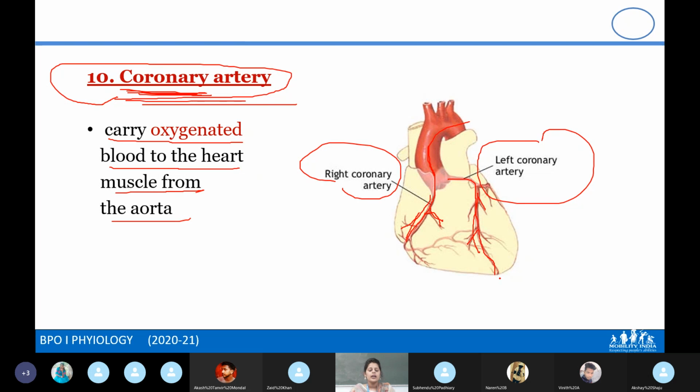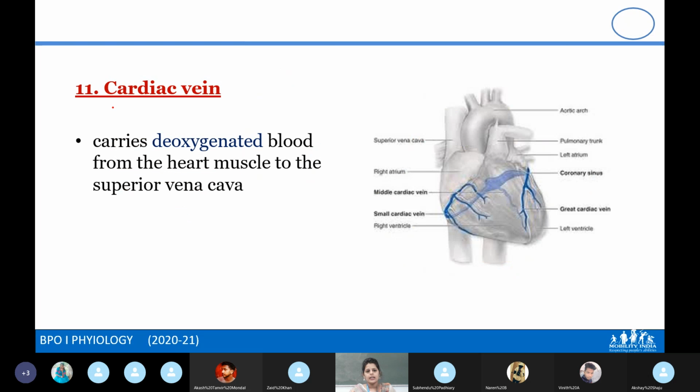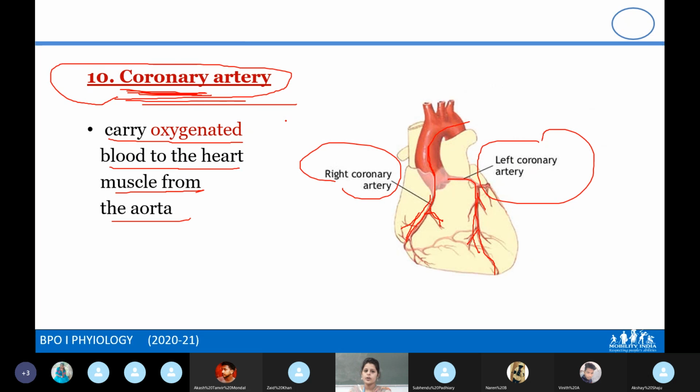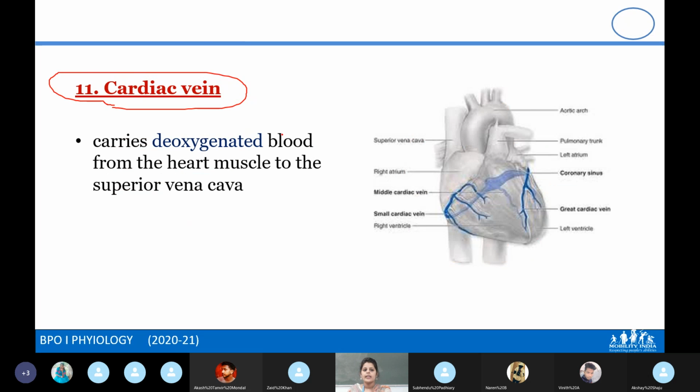And remember, in anatomy, this is one of the 10 marks questions: blood supply to the heart. There you will study again in detail. So next, cardiac vein. Opposite to coronary artery. Coronary artery gives blood. Now cardiac vein takes blood back to the superior vena cava. It carries deoxygenated blood from the heart muscle to the superior vena cava.